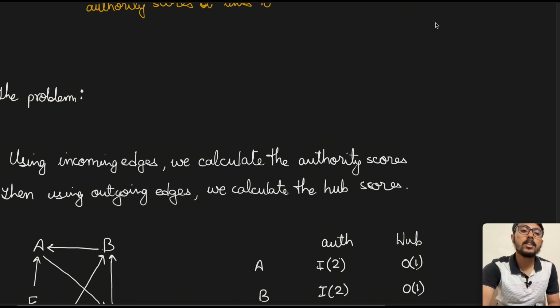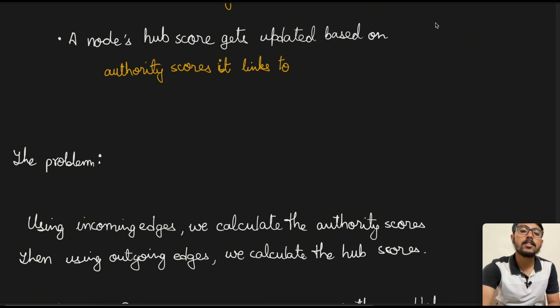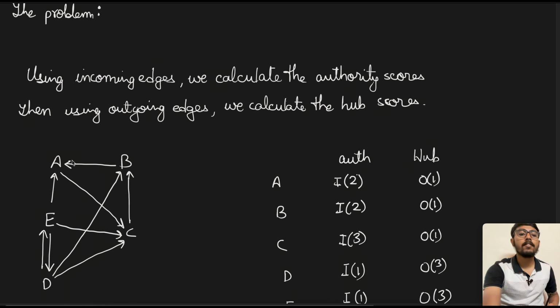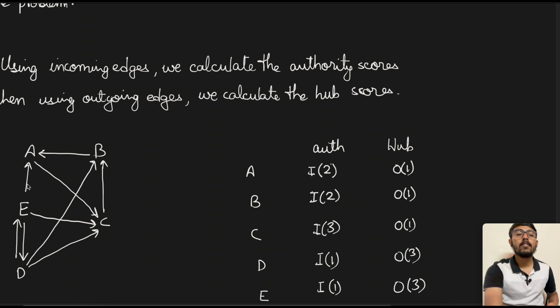So using the incoming edges, we calculate the authority scores, and then using the outgoing edges, we calculate the hub scores. So basically, if a node has 2 incoming edges, then we say that it has an authority score of 2 for the initial iteration only, right? Because in the graph, we see that all the edges are equal and only change in the direction, right? So then the authority score for A is 2 because it is linked from 2 nodes. Similarly for B it will be 2.